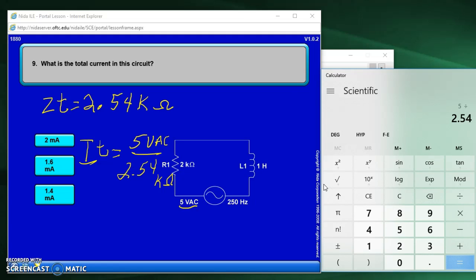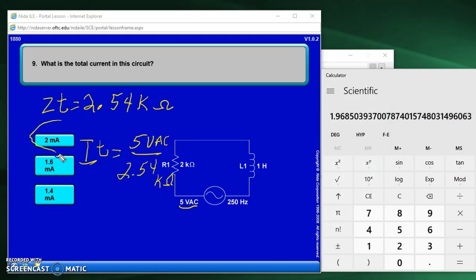So if we do that math over here, and we divide 5 divided by 2.54. Now this is K, which is 10 to the positive third, so our answer is going to be in 10 to the negative third, which is in milliamps. So I've come up with 1.96 milliamps. That pretty well rounds up to 2 milliamps all day long. And we figure this is the right answer.